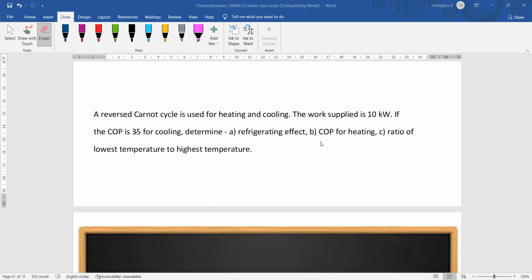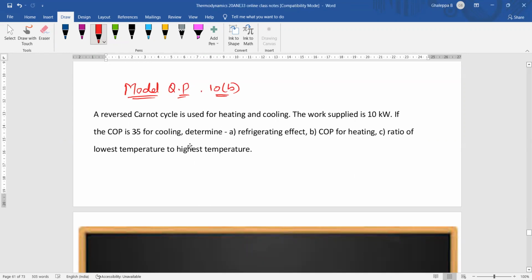So today we will solve one numerical on again the second law of thermodynamics. Some students have requested to solve this numerical. This is from the thermodynamics model question paper. Okay, question number is 10B. I have taken the question number here as well as the statement of the question.